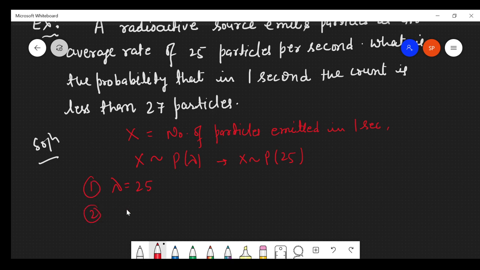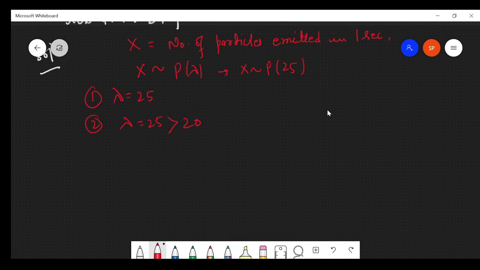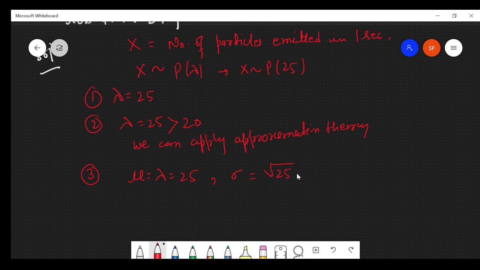Now the second step: we check lambda equal to 25 is greater than 20, which means we can apply the approximation theory. So here we can approximate the Poisson probabilities by the normal curve area. Now the third step: find the values of mu. Mu is equal to lambda, which is 25, and sigma is equal to the square root of lambda, which is 5.